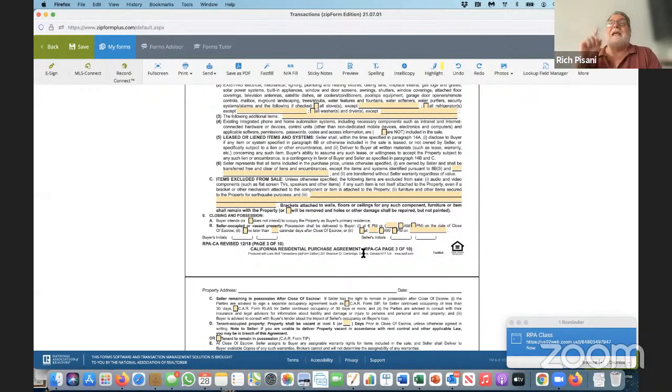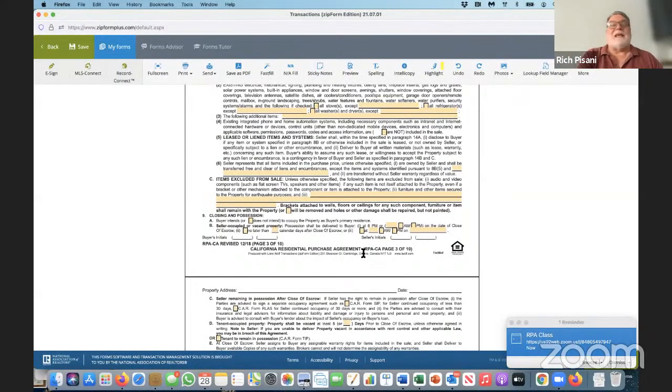So if they're staying even one day after close of escrow, it generates a form, called the SIP, seller in possession. That's for days 1 through 29. Day 30 plus, it's a different form. It's the RLAS, residential lease after sale. Why? Because 30 days or more creates a tenant-landlord relationship.